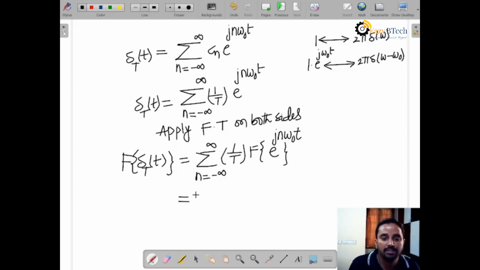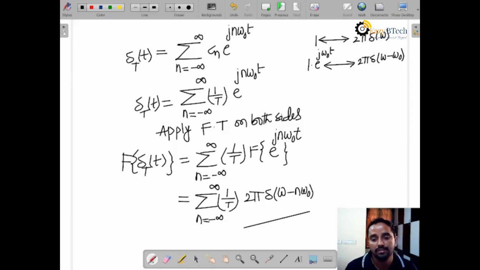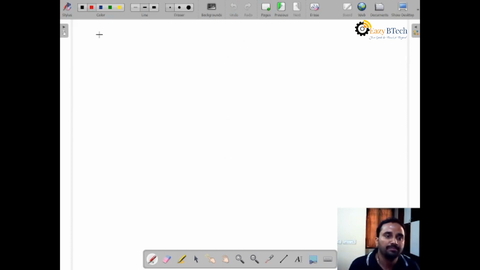So what will be the answer? Summation from minus infinity to plus infinity of 1 by T times 2 pi del of omega minus n omega naught. So this is the answer. This 2 pi we can write outside. Very simple and easy. And we can discuss another problem, just a small problem.